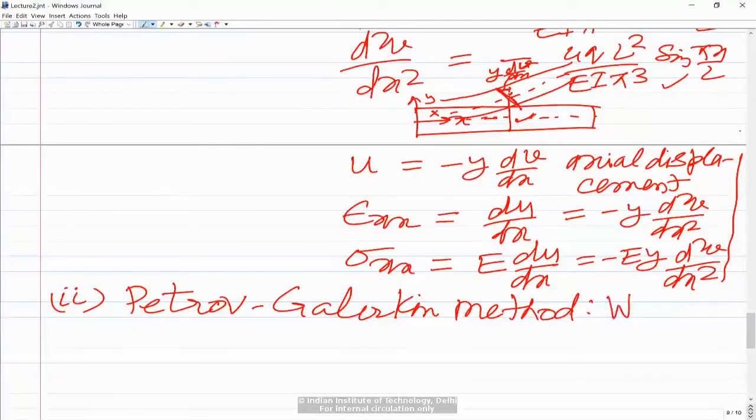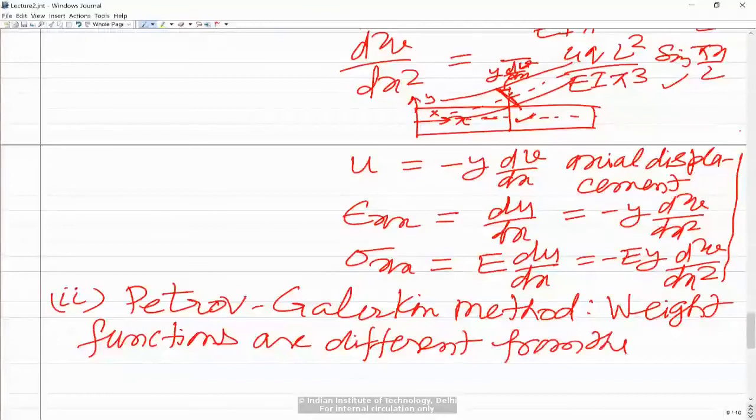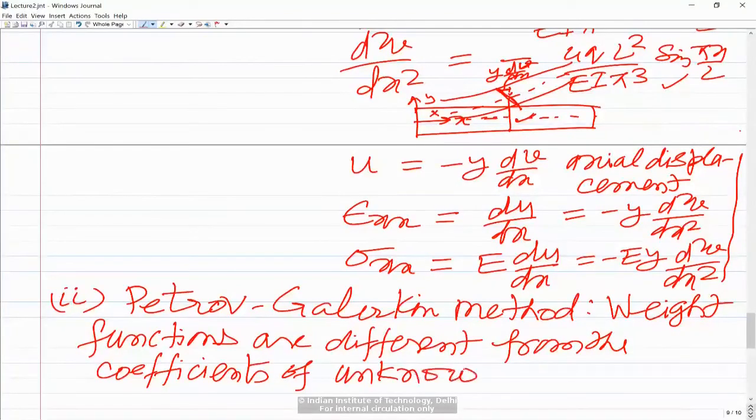So we say that the weight functions in this method are different from the coefficients of the unknown constants in the approximate solution.